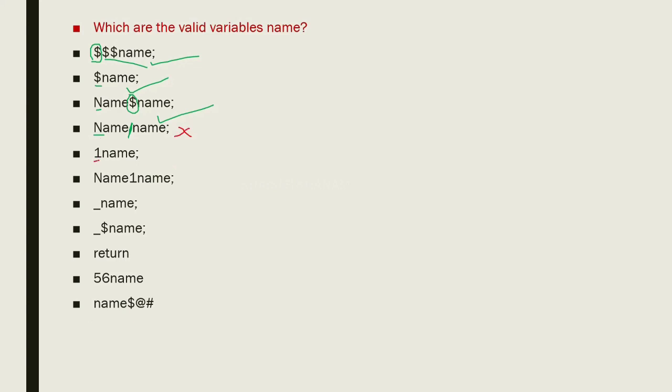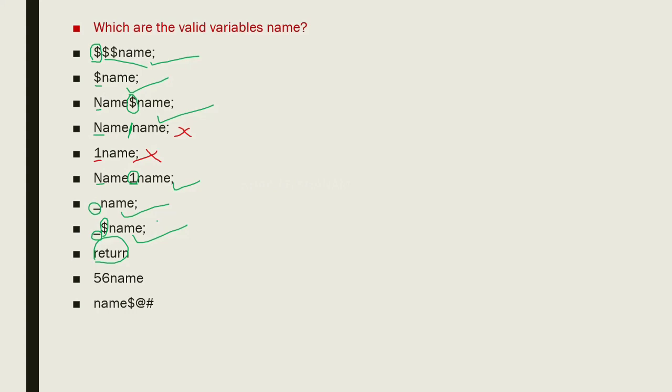And also this one, we have started with a number. This is also not a valid variable. Here we have started with a letter, and in between we have a number. It's fine, this is a valid variable. We have an underscore. Yes, valid. We have an underscore and a dollar symbol. It is valid. Here we have return. Okay, this I didn't tell you.